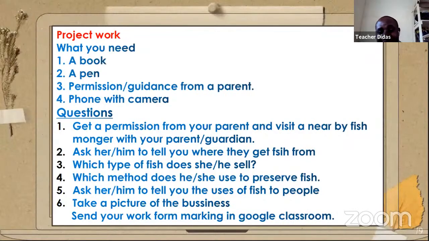Then lastly, I need you to take a picture of the business. Hey, I don't want you to sit at home and lie to me. You write all the answers. I want you also to take a picture. You'll tell mommy or daddy, or the person you have moved with, to take a picture of the business with you there. Then you send that work on Google Classroom for marking. That's my activity for today.